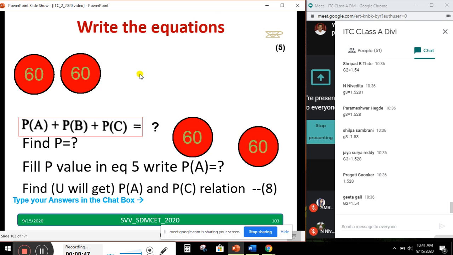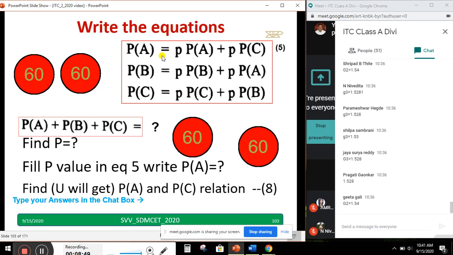Now what you have to do: these are the equations you know already. All of us know that probability of A plus probability of B plus probability of C equals what? I have to add all these three. 1. Now find out P equal to what? First equate all this. I want you to find the P value. This plus this plus this.